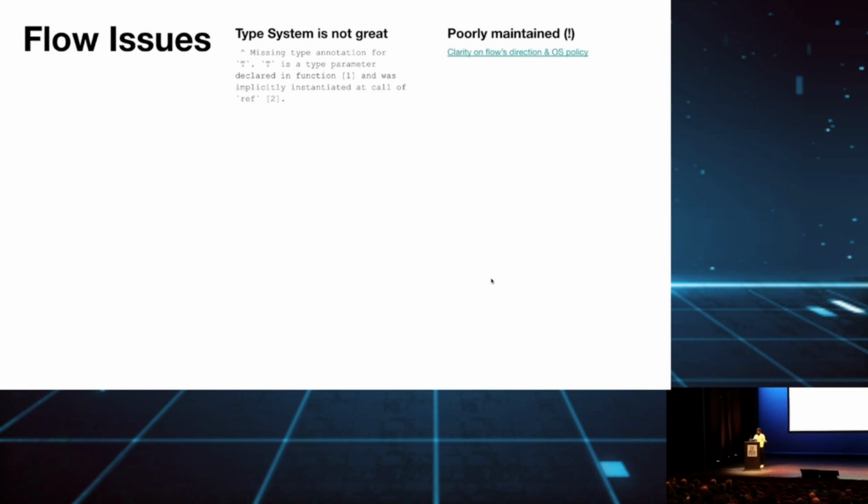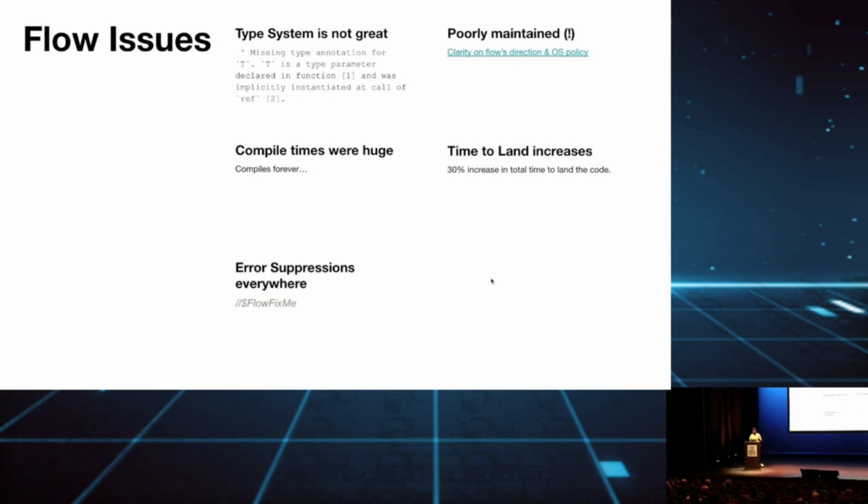The other major thing is that compile times were always a bigger issue for us because it takes a longer time to compile. Our time to land also increased by 30% because we do extensive testing, and we have to test the types, which takes forever to run, even on the servers. And the most important thing is, if you go to the code, you could see this line, the flow fix me, a lot of times.